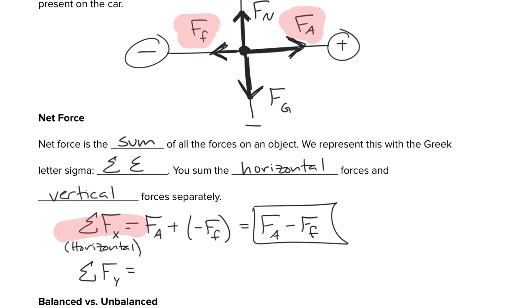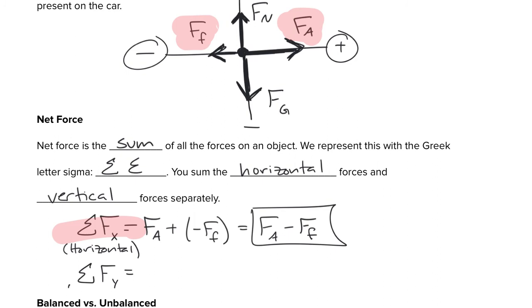Now in the y direction, it's really similar. In the y direction, that's vertical. You want to look at all of your forces that are going vertically. So there's two of those. You've got your Fn and your Fg. I want you all to pause the video again and decide what you think the sum of forces in the y direction should be. Pause the video now and discuss.